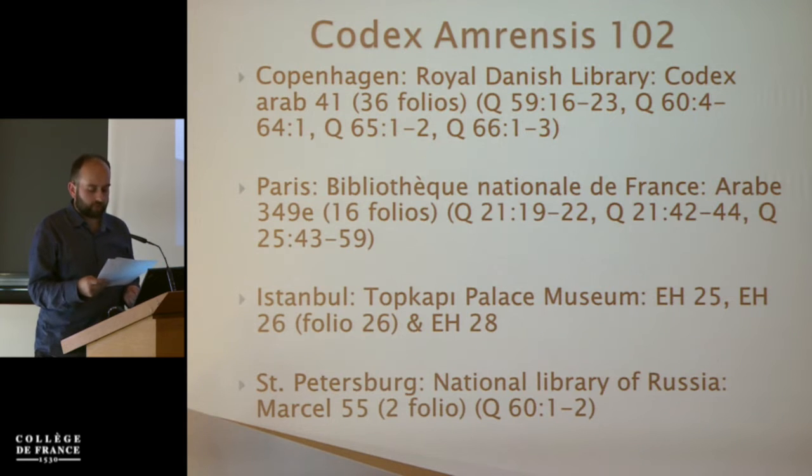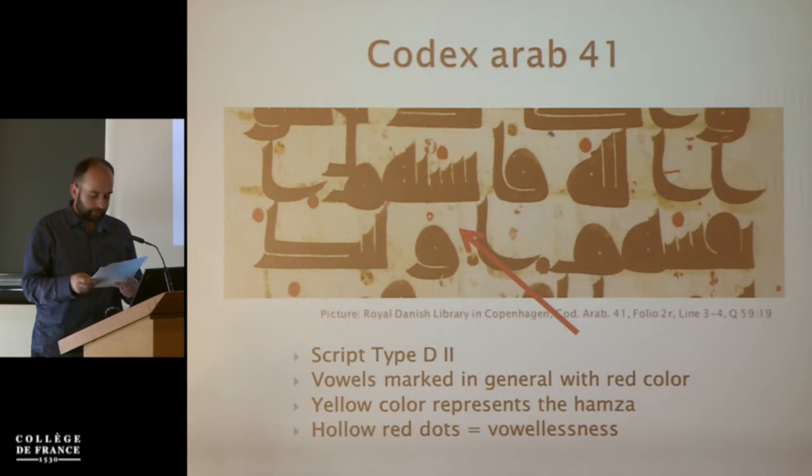Fragment Codex Arab 41 consists of 36 folios, is written on parchment and lists the Quranic text in 6 lines. Other fragments belonging to the same Mus'haf can be found in the BNF in Paris with Arab 349E, in the Topkapi Saray Museum in Istanbul with EH 25, 28 and folio 26 from EH 26, and in the Russian National Library in St. Petersburg with Marcel 55. The script type is D2.